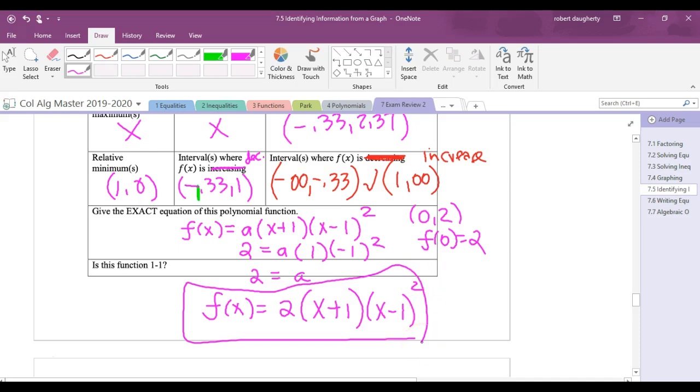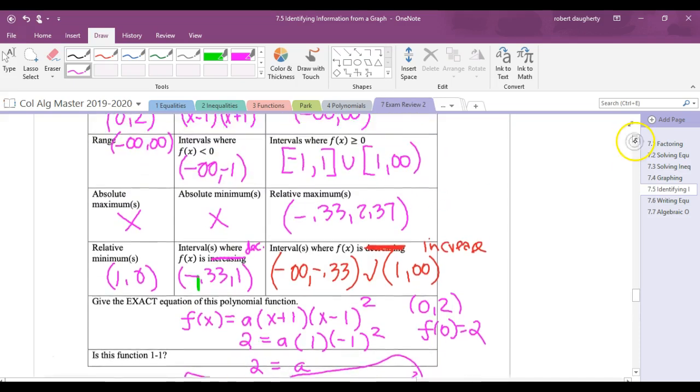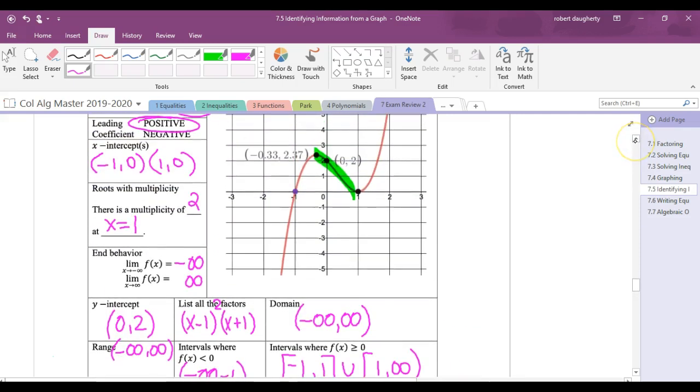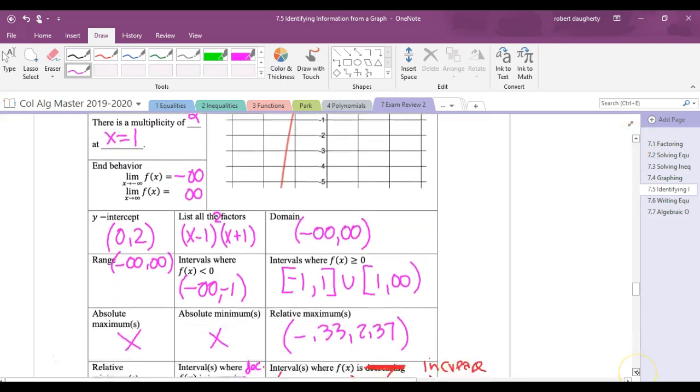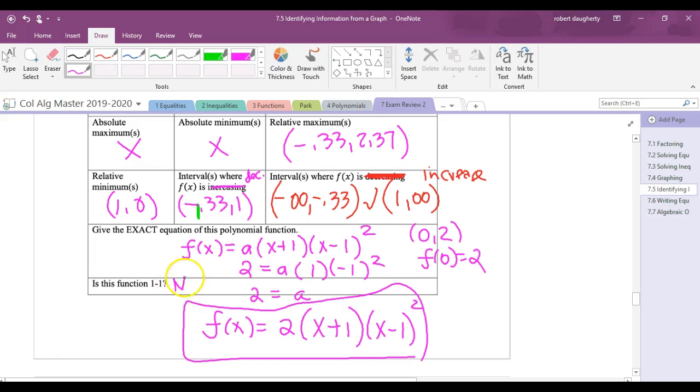Is this function one-to-one? And you should be able to tell no. When you draw a horizontal line, it crosses more than once. So this is not a one-to-one function.